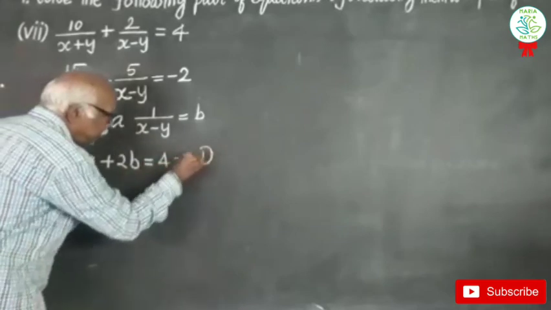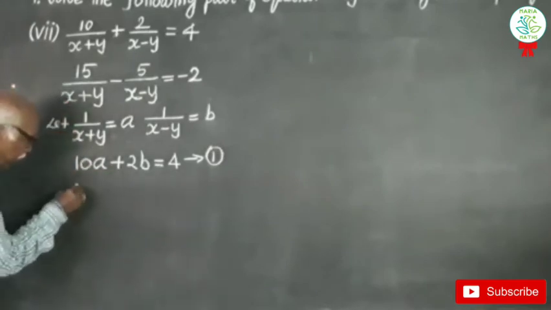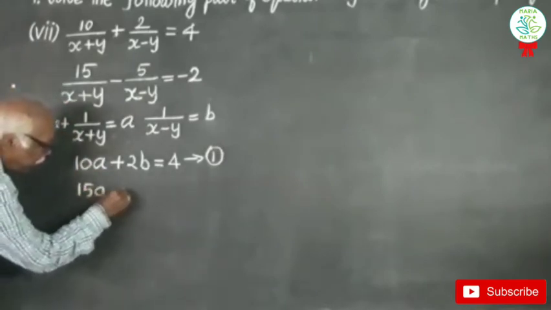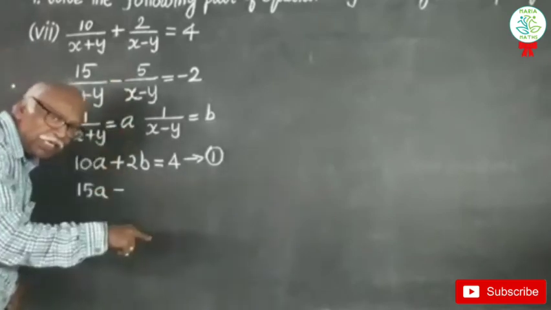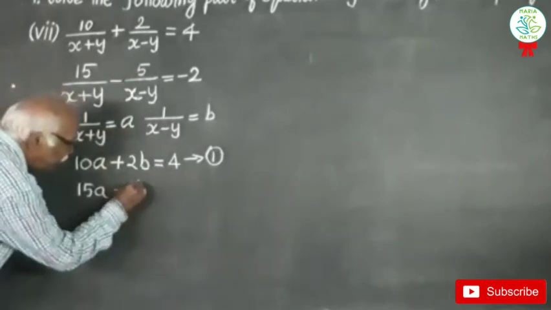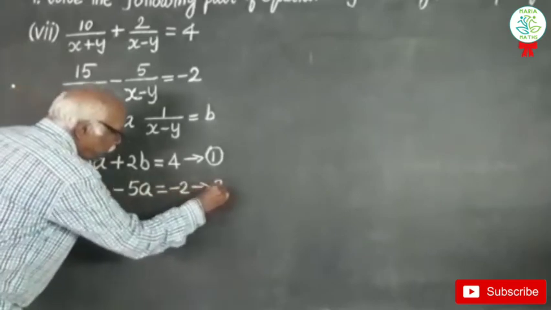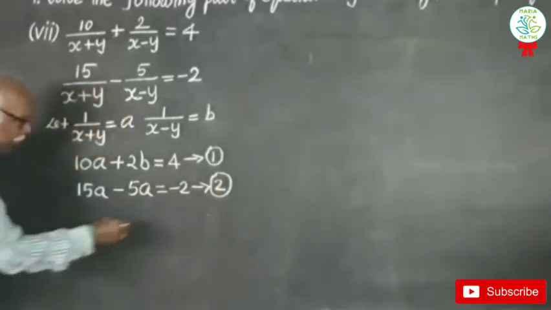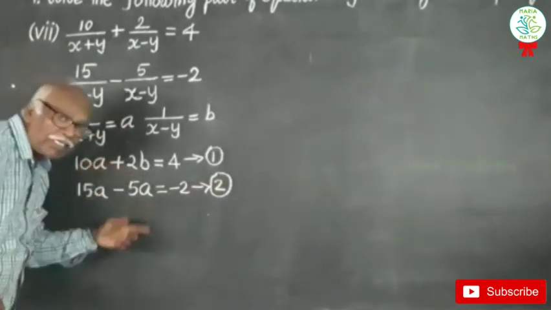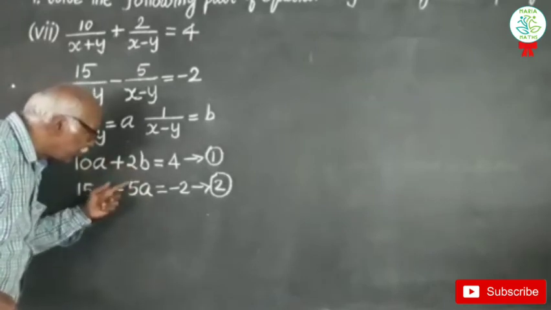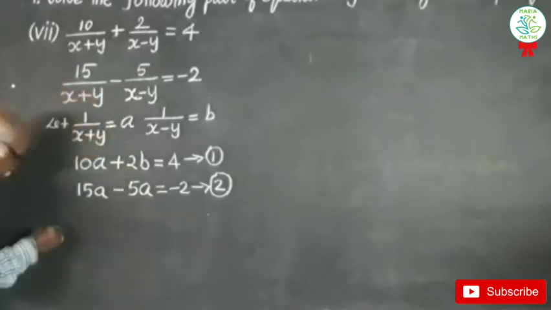Equation 1. 15 by x plus y equal to 15 into 1 by x plus y is equal to 15a, minus 5 by x minus y equal to 5 into 1 by x minus y, minus 5b, equal to minus 2. Equation number 2. Now solving 1 and 2. I want to cancel b. To cancel b, multiply first equation by 5, second equation by 2.